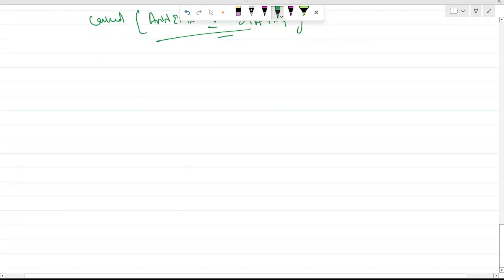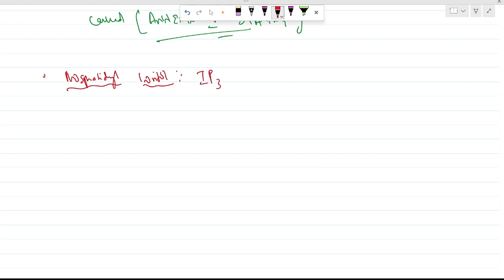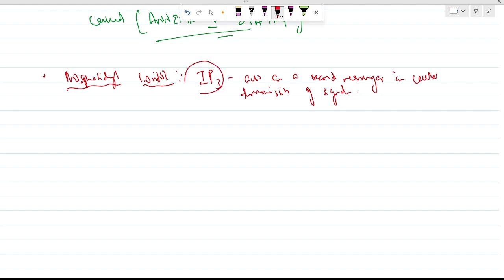The next phospholipid we are going to see is phosphatidylinositol. This phosphatidylinositol, in short, we are going to write as IP3. This IP3 acts as a second messenger in cellular transmission of signals. This phosphatidylinositol, short form IP3, acts as a second messenger in cellular transmission of signals.